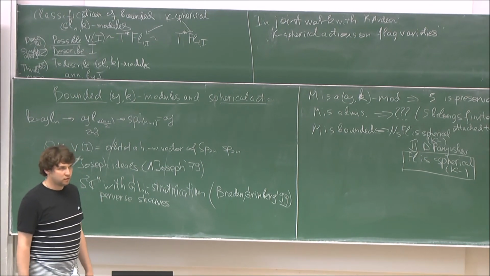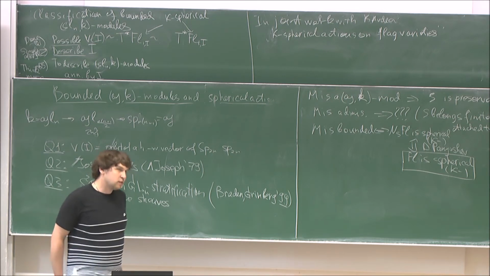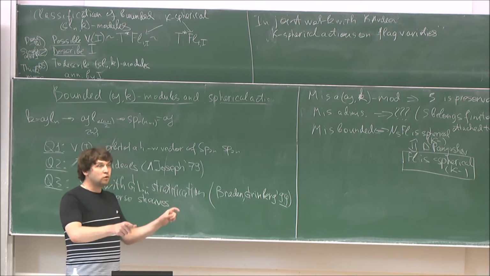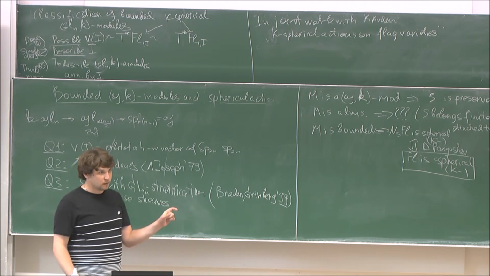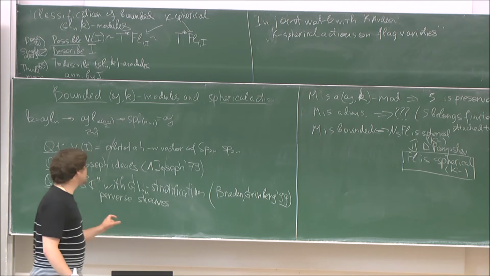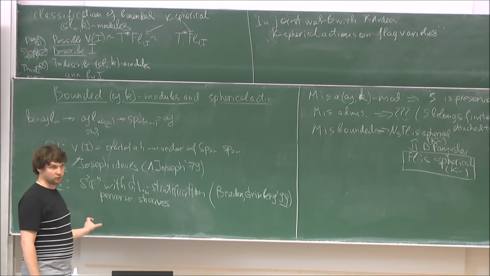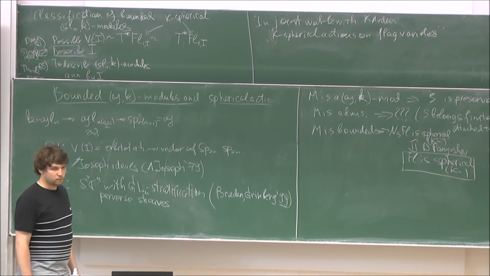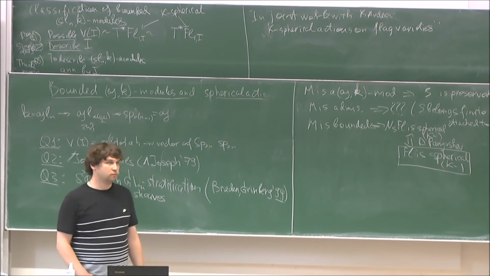So the category of bounded blocks is this category, with little blocks. Any block corresponds to one Joseph ideal, and any such block is equivalent to the category of representations of some explicitly given quiver with relations. I think that's all.